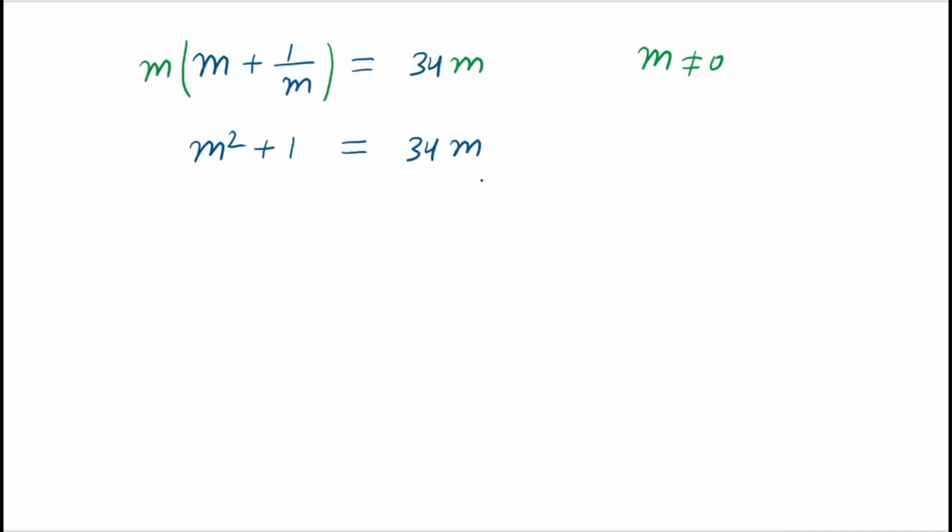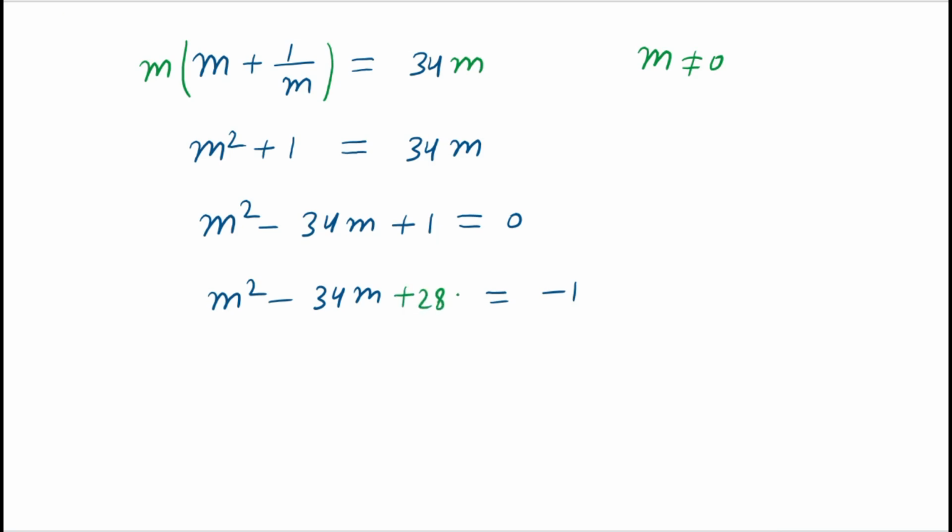Now if we take all the expressions to the same side, then m² − 34m + 1 is equal to 0. Then here m² − 34m, this plus 1 if we take to the right hand side, then this is minus 1. Now if we add 289 to both sides, then look carefully, in the left hand side this expression is a perfect square.